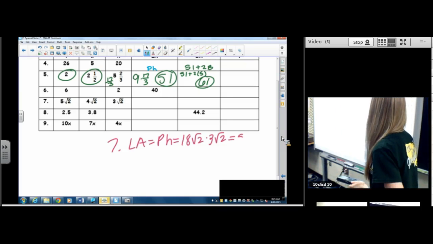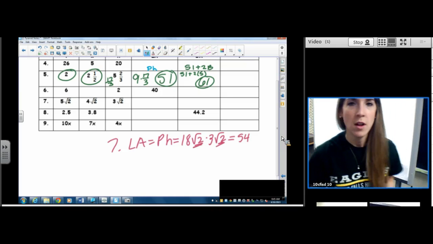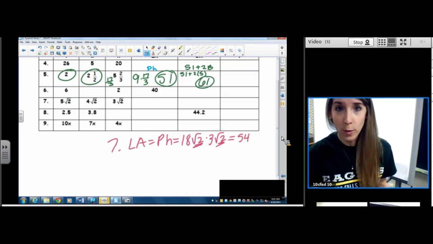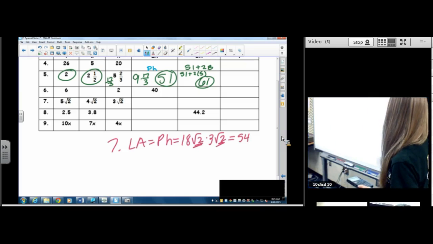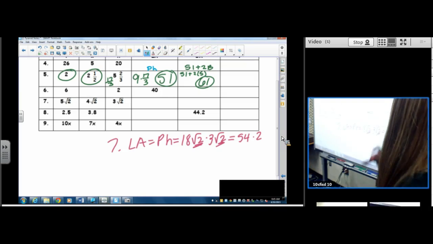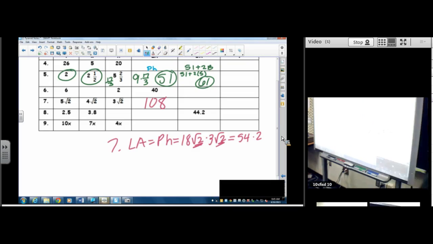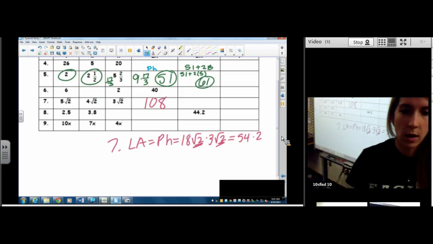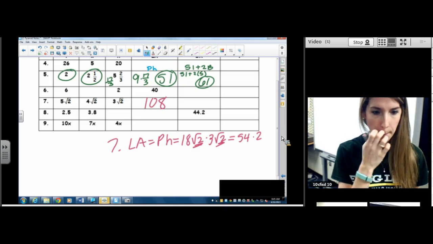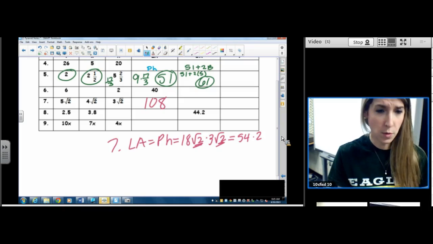54. Square root 2 times square root 2, the square roots cancel. It's the square root of 4, which is just 2. So that's why that one is 108. Alrighty. And then you want me to keep going on number 7 to find all the parts?